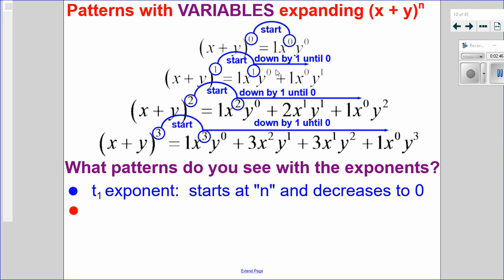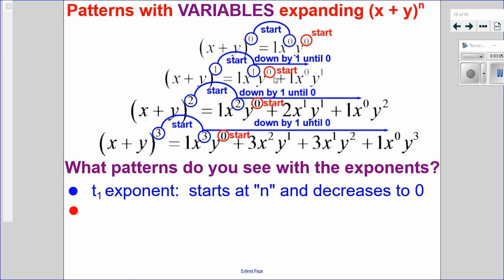Let's look at what happens with my second exponent. So y starts at 0. When I raise it to the exponent of 1, it starts at 0. Exponent of 2 starts at 0. So it doesn't matter what my exponent on the outside is, I still start my second term exponent at 0.